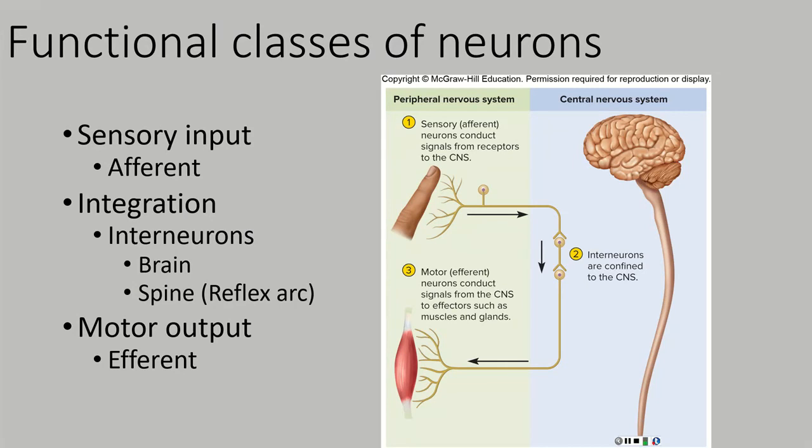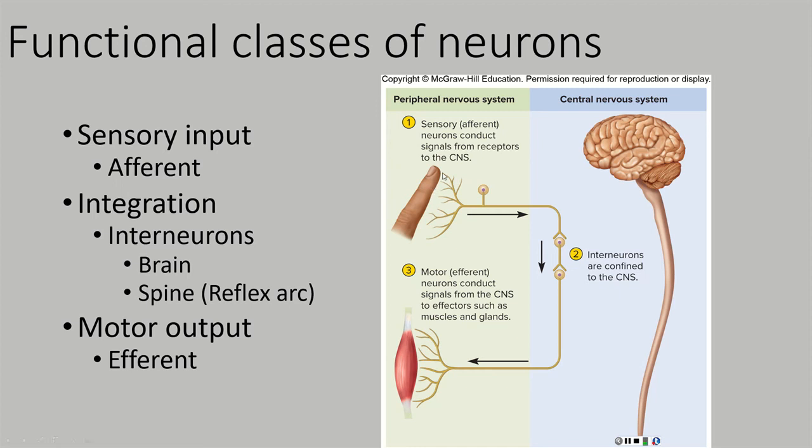So let's go back to some words that we were using just a little bit earlier and look at the functional classes of neurons. We can kind of classify neurons by where they are and what they do. So first, sensory input. Now this is also called the afferent side. Afferent means something is going towards the central nervous system. So sensory neurons carry signals towards the central nervous system. These are cells that detect some sort of stimulus. They are the detectors of the nervous system.